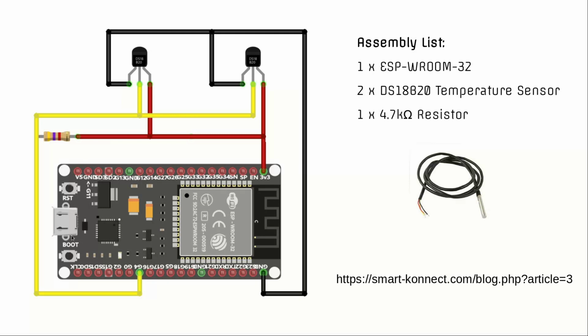For this project, we will need an ESP32, two DS18B20 temperature sensors, and one pull-up 4.7K resistor. For the temperature sensors, I advise you to get the ones with waterproof cables like the one on the right. You can find, here on this link, all the details about the material list, firmware code, and much more. So, let's start our project.